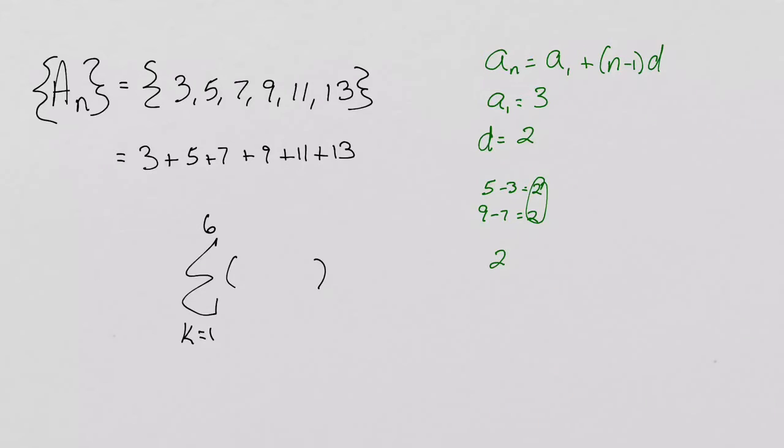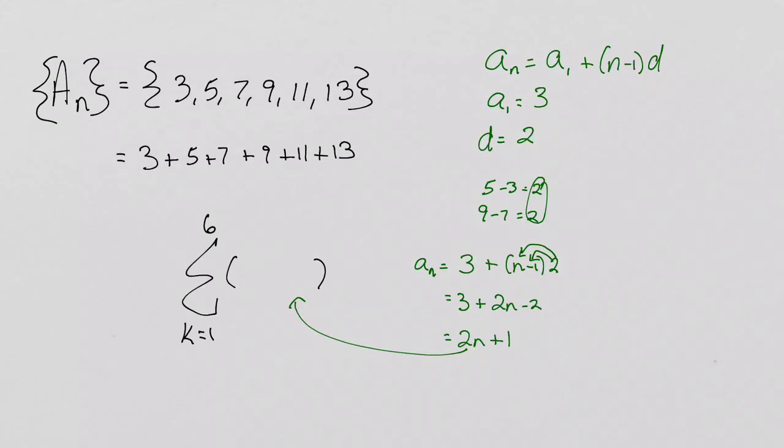My a sub n equals 3 plus n minus 1 times 2. I'm going to go ahead and distribute my 2. I get 3 plus 2n minus 2. Combine like terms, I get 2n plus 1. This is going to go right here. So to finish out writing this in sigma, it would be 2. Change your letter from n. It's no longer n. It's got to be the same here. K plus 1. Pretty straightforward process.